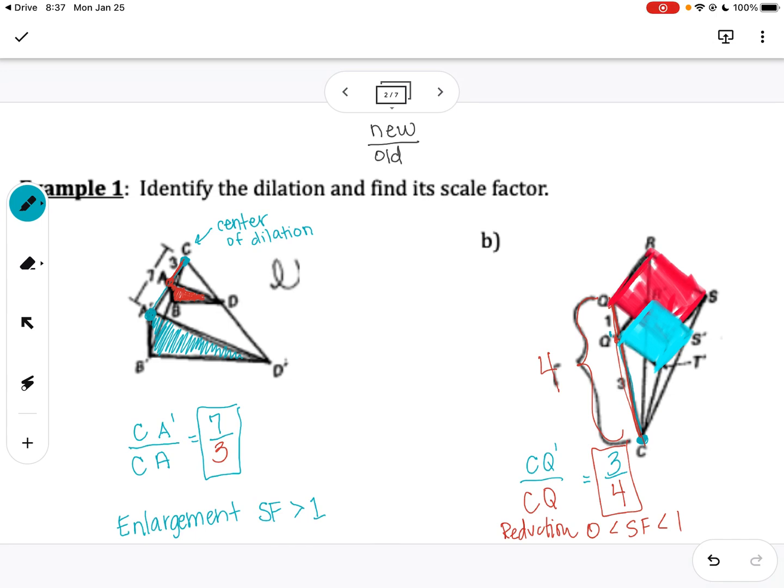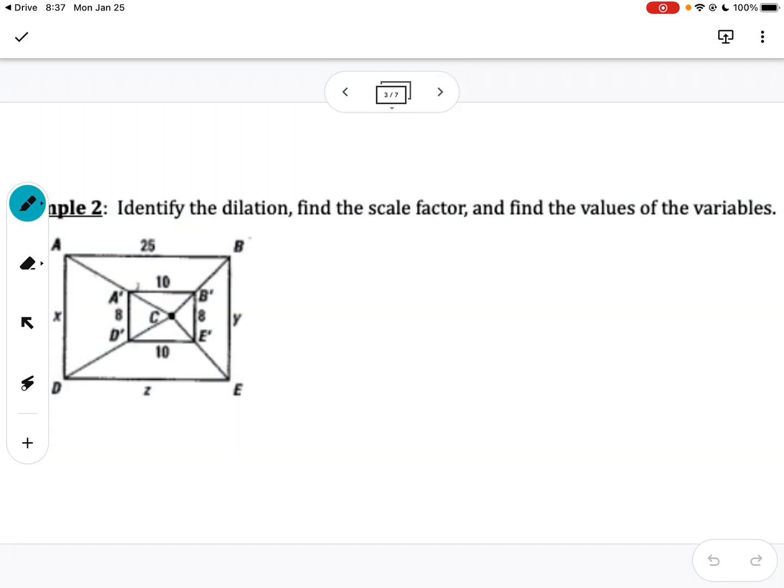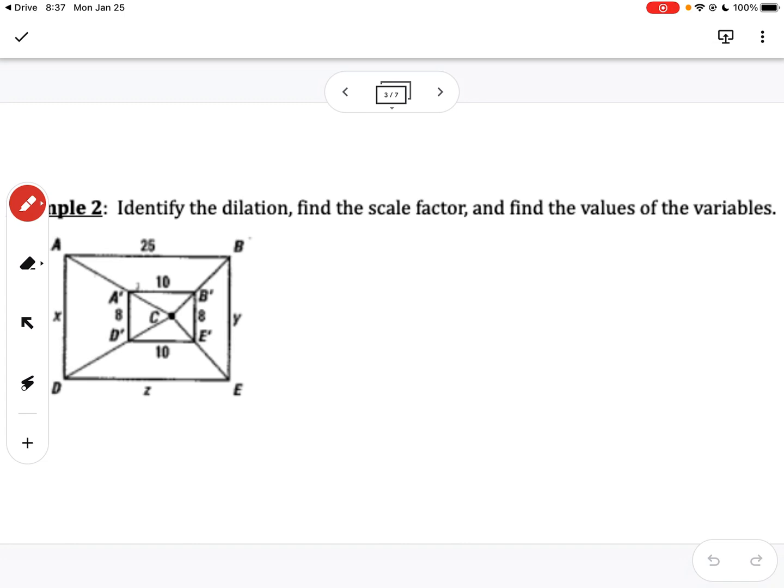That scale factor is the ratio of all of those side lengths as well. If we look here in example 2, we're going to identify the dilation as either an enlargement or a reduction. We'll find the scale factor, and then we'll find the value of the variables. First, let's look at our pre-image, which has the normal letters A, B, E, and D. My pre-image is out here around the edge.